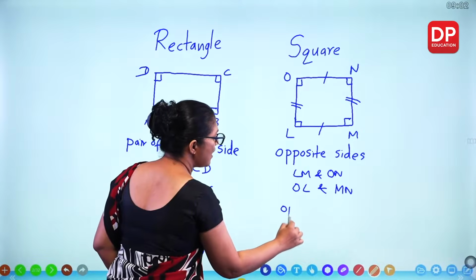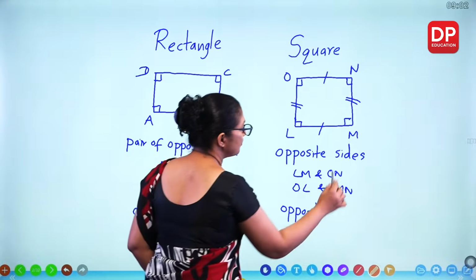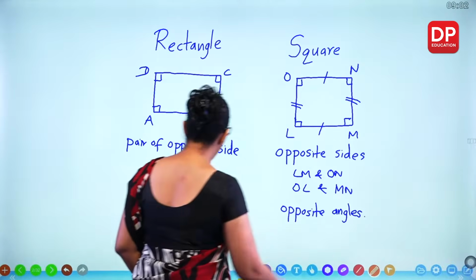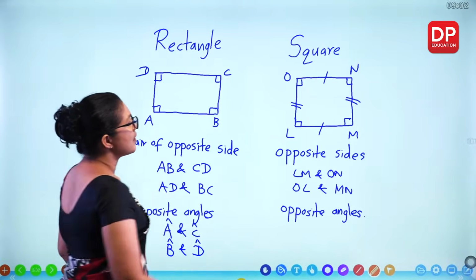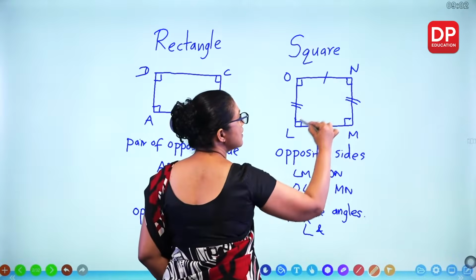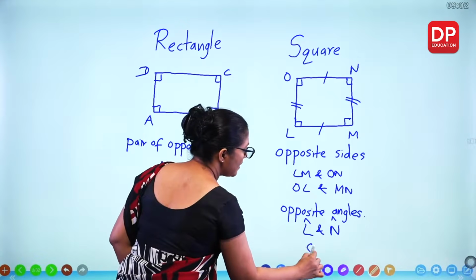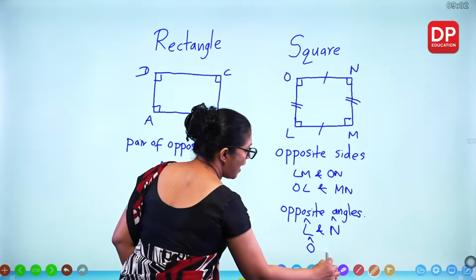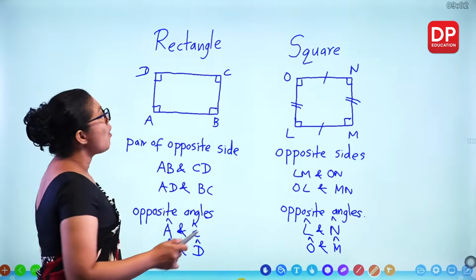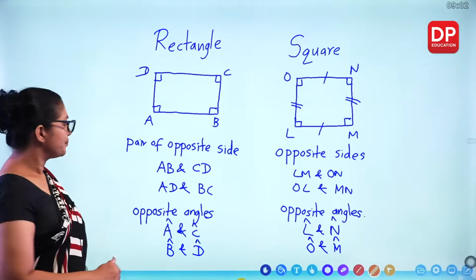Then if you take opposite angles, L angle and N angle are opposite angles. O angle with M angle are opposite angles. So these are all quadrilaterals, four-sided figures.